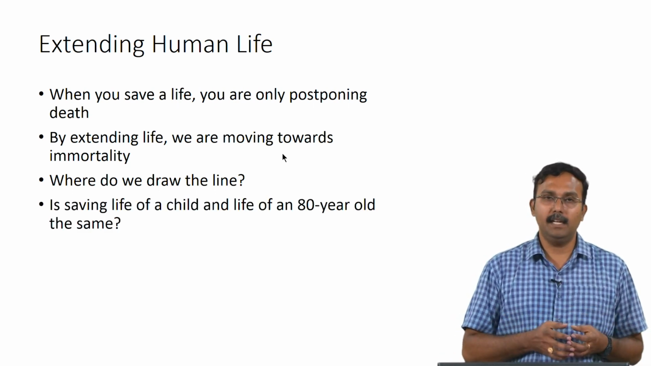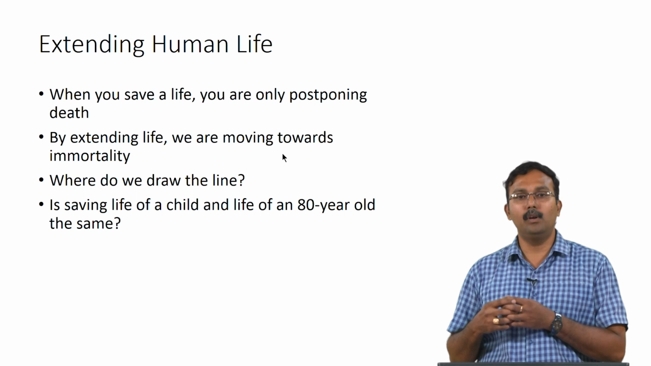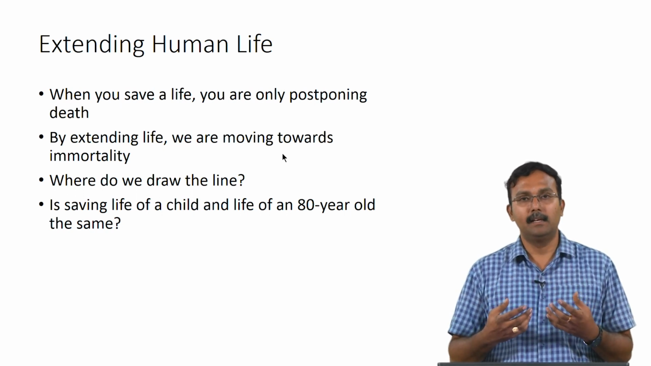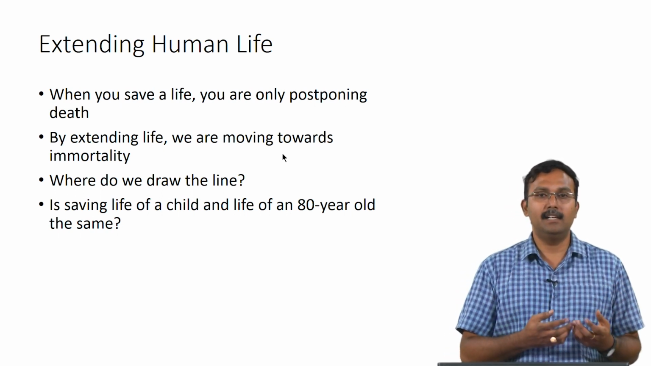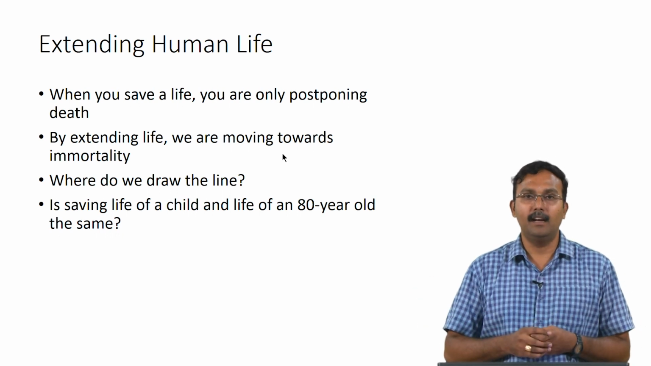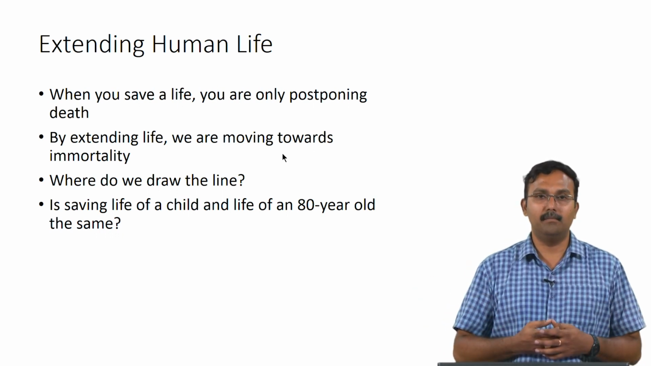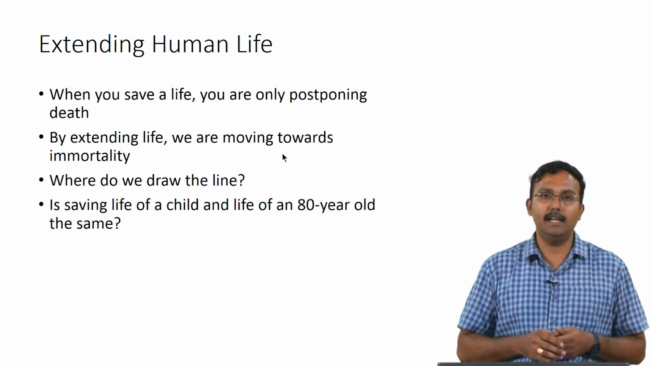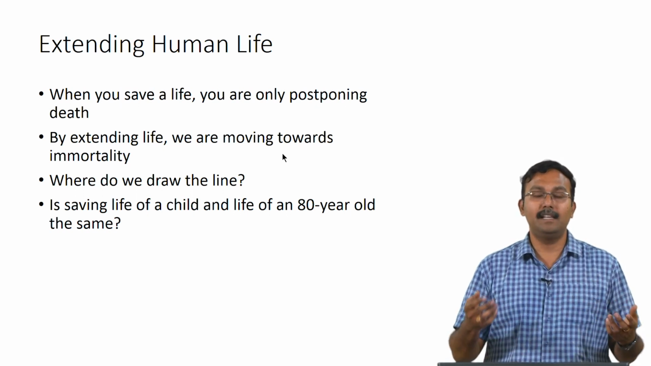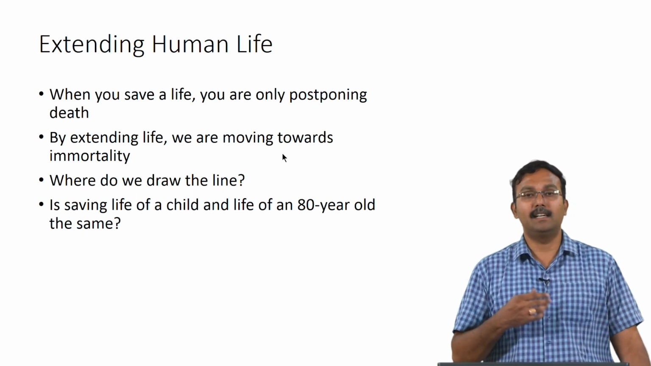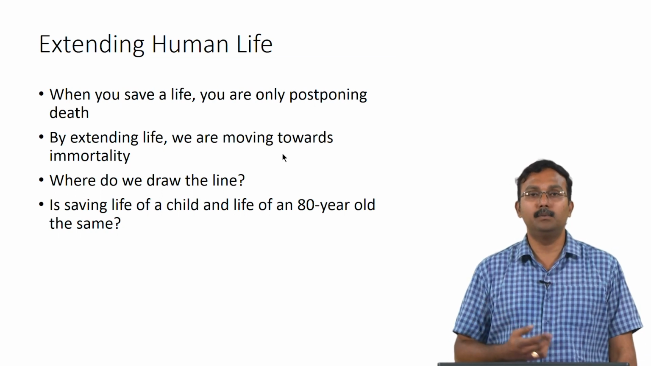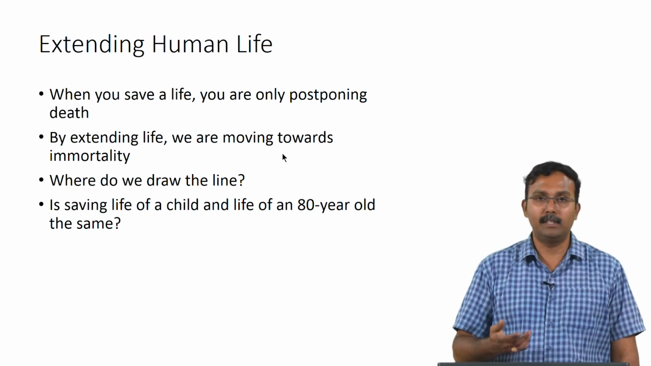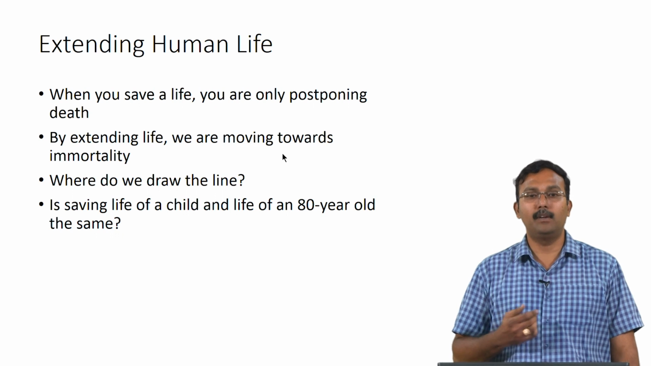Saving the life of a child versus saving the life of an 80-year-old cannot be seen as the same thing. The child has the entire life ahead, whereas an 80-year-old might have had a fulfilling life already. So, do we still treat these two things equally? Are extending lives of these two individuals seen as the same thing? We do not see it that way. So, then where do we draw the line?